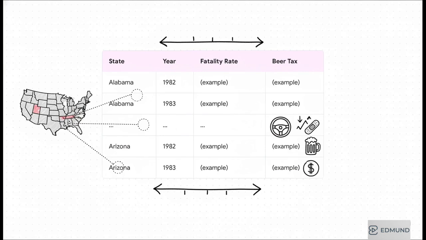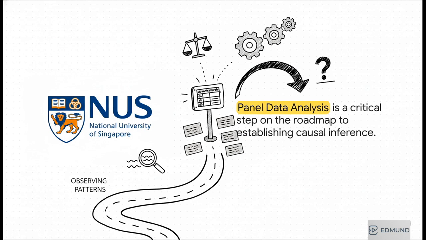And here's what that data actually looks like. You can see we're not just looking at one state or just one year. We're tracking the same group of states, Alabama, Arizona, all of them, across multiple years. And we're watching how both the beer tax and the fatality rate change within each state over time. And this right here, this is a huge milestone for any analyst. Using panel data helps us move from just seeing patterns to actually getting a handle on cause and effect, a concept we call causal inference.